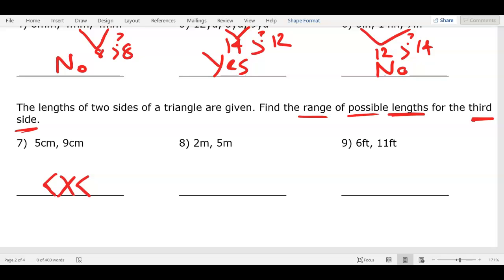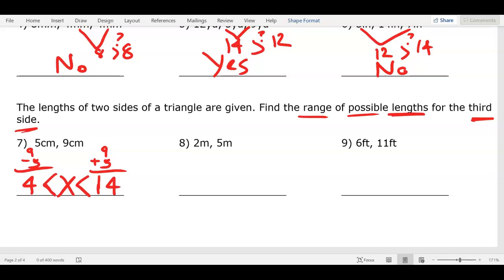Now, how do I get the low number and the high number if the two sides they give me are 5 and 9? Let me tell you. All you do is subtract for the small number, add them up for the big number. Okay? So right here, 9 and 5. Let's do big minus small. 9 minus 5 gives me what? 4. So it cannot be 4, but it can be greater than 4. And then on the right side, I'm going to take those two numbers and add them up. 9 plus 5 gives me what? 14. It can't equal 14, but it can be less than 14.